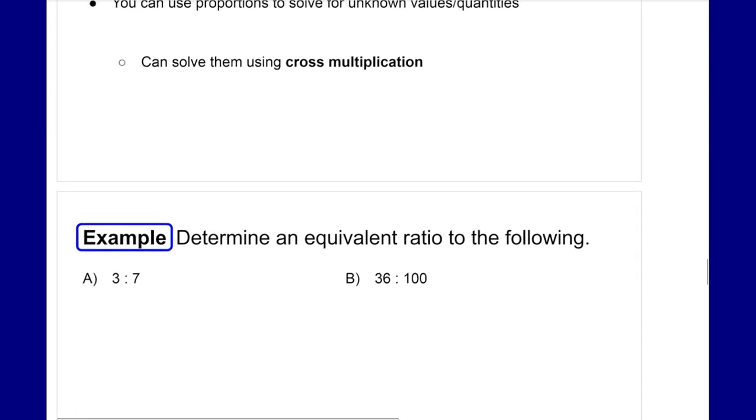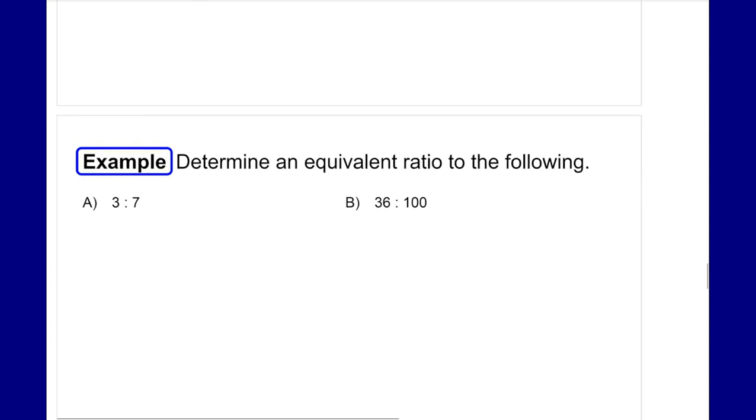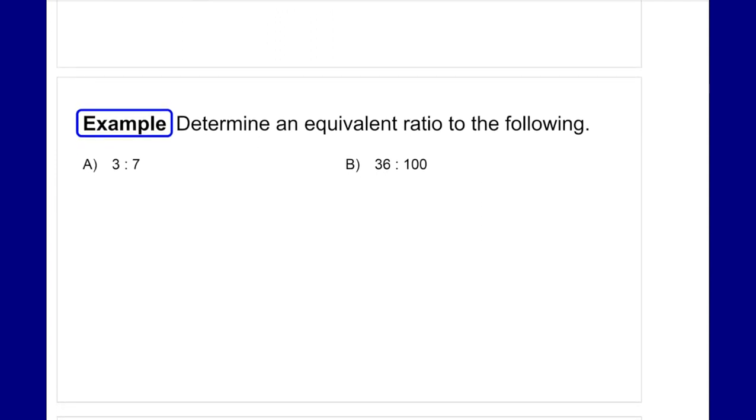Before we get into that, I just want to look at equivalent ratios, because we're talking about setting up equivalent ratios, so let's understand what an equivalent ratio is. Essentially, it's just a ratio that means the same thing. Here we have ratios: 3 to 7, and 36 to 100. This could be written similarly. Sometimes we can treat ratios similar to fractions, 3/7, depending on the situation. But if I wanted to create something equivalent, I'm going to either multiply or divide the values by the same number, similar to finding an equivalent fraction.